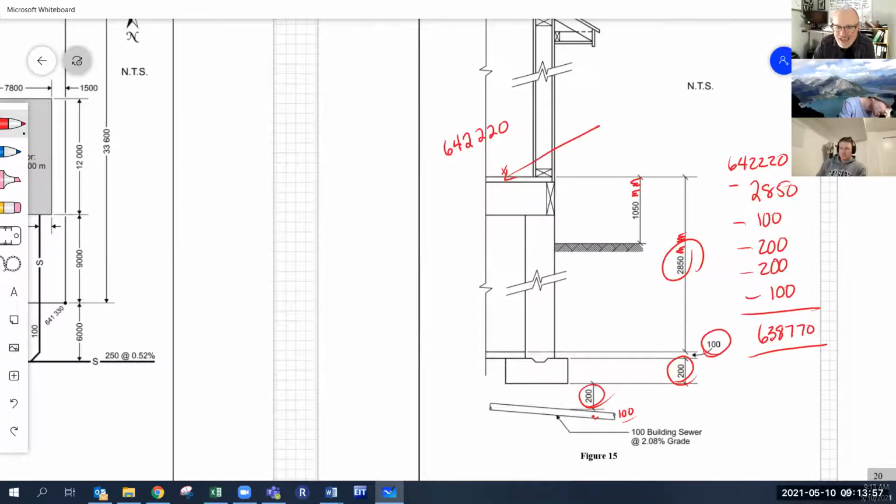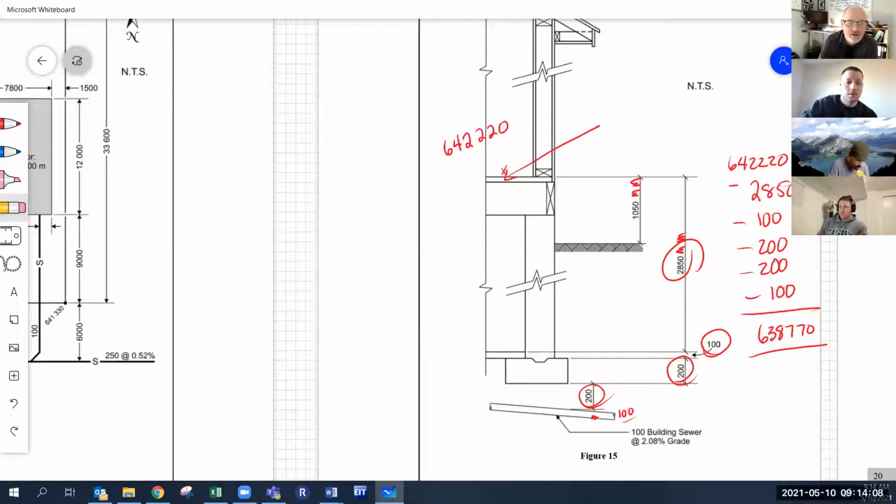So that's the actual invert elevation of our building drain. You're taking off that extra 100 mil just because that's going to be the bottom of your pipe, correct? That's correct. So that's why that extra 100 is taken off there.